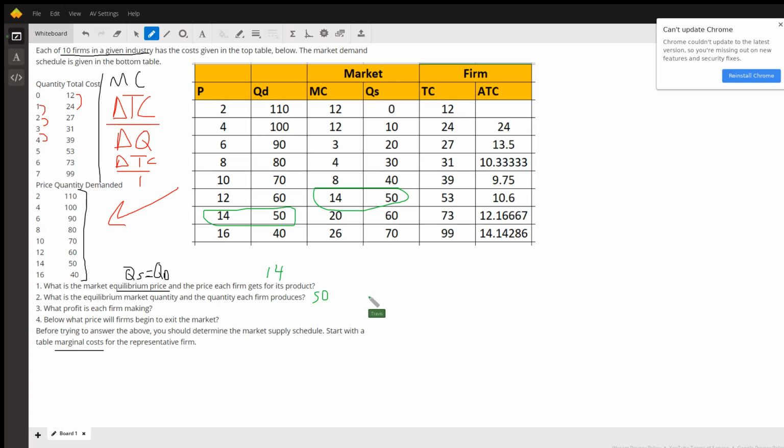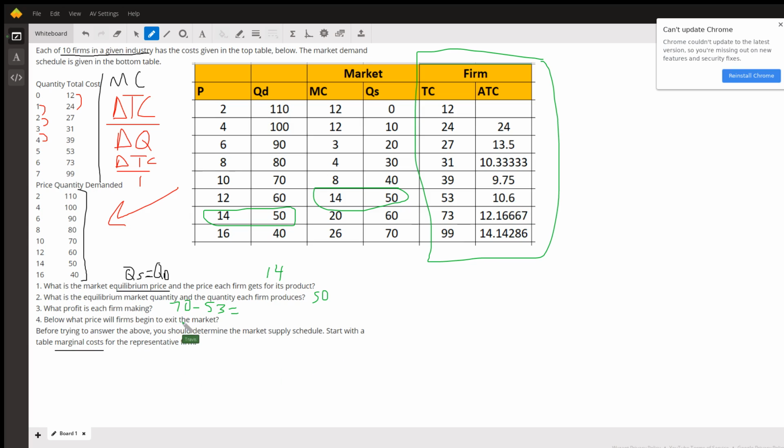Okay. Now each individual firm, this data right here is for each individual firm. So you can think of it in terms of the total cost. It asks how much profit each firm is making. So we can just multiply 14, which is the price, times the quantity, which is 5. So 14 times 5 is 70. So it'd be 70 minus the total cost there, which is 53. Okay, and that'll give you your profit. Or you can take the average cost of producing 5. You can do it that way too.